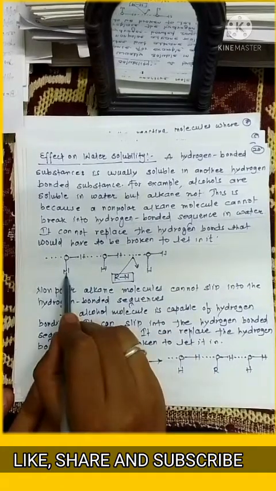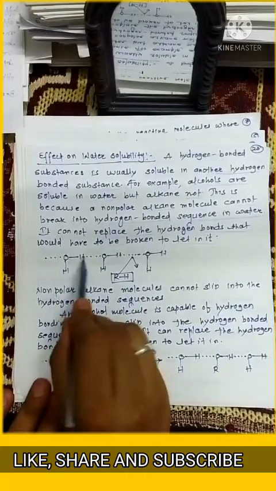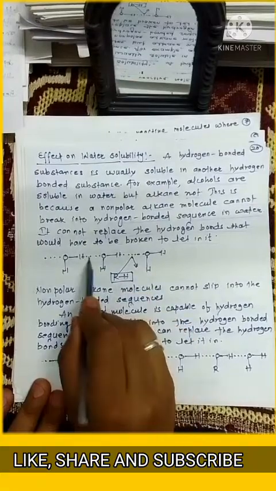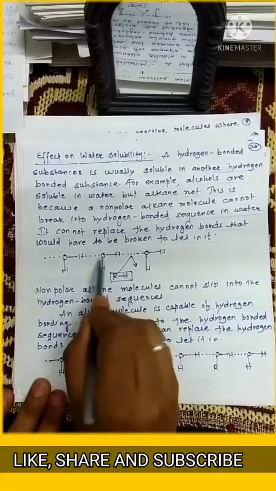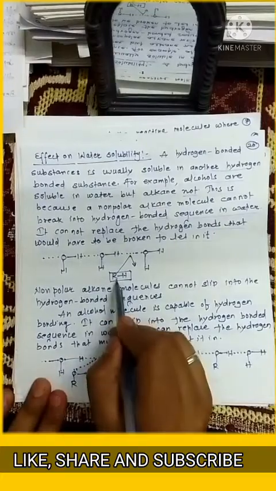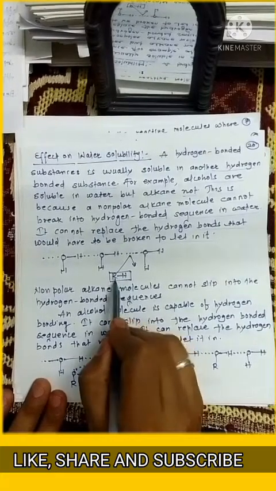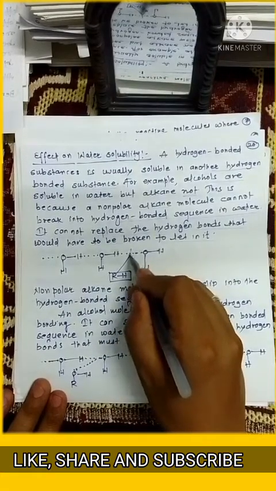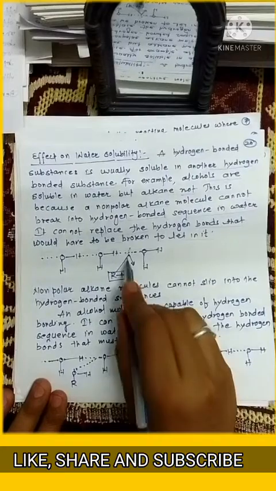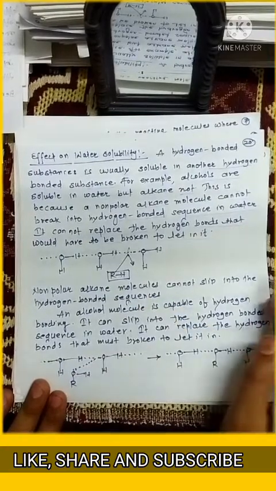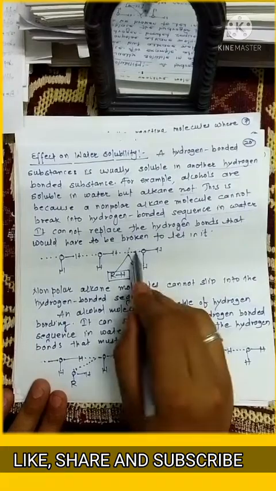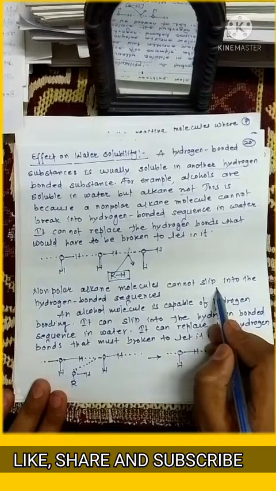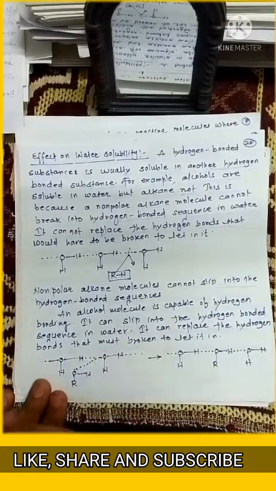So just see, this is the water molecule and the dots show hydrogen bond between oxygen and hydrogen. In alkane there is no hydrogen bond. That's why alkanes are not able to break this hydrogen bond, and that's why alkanes are not soluble in water. It cannot replace this hydrogen bond because it doesn't contain a hydrogen bond. A non-polar alkane molecule cannot slip into the hydrogen bonded sequence.